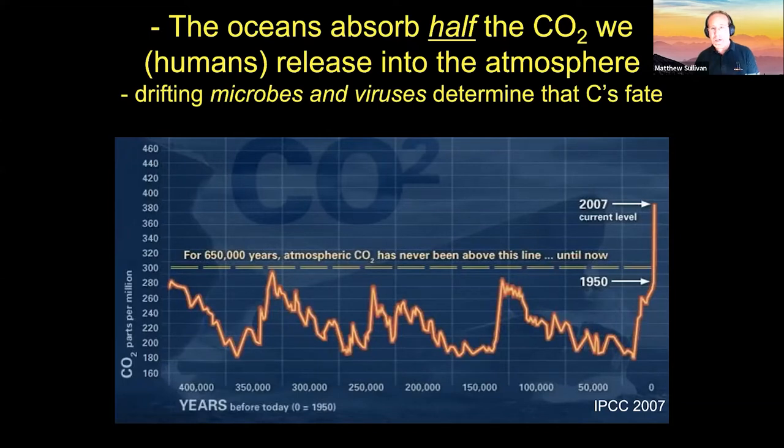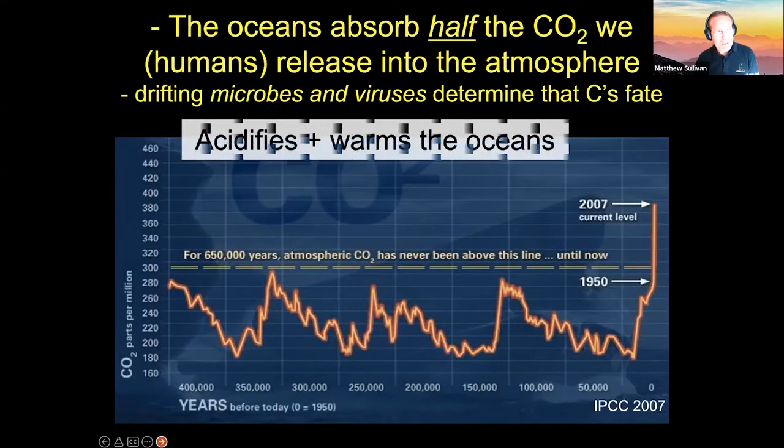And the fate of that carbon dioxide in the ocean is really determined by the plankton or the microbes that are in the sea. If those microbes use the carbon dioxide to produce more biomass that's large, it may sink out of the water column and sequester it for a couple hundred years. Or if they produce smaller biomass or remineralize that carbon dioxide, then that's going to lead to the oceans breathing carbon dioxide back into the atmosphere.